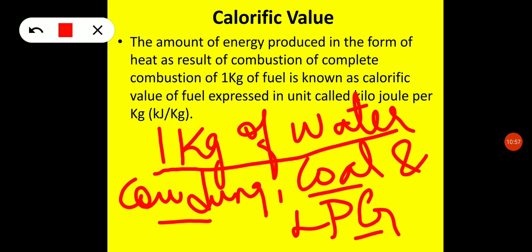Understood? So you take any substance, okay, when the complete combustion of 1 kg of fuel is seen, the amount of heat produced or the amount of energy produced is known as the calorific value. Clear?